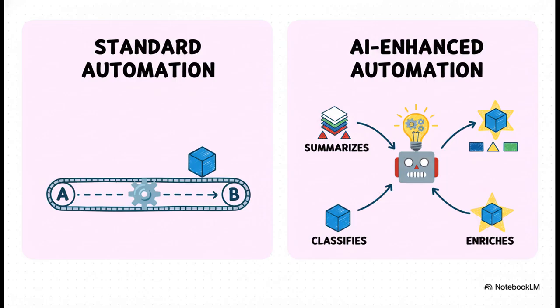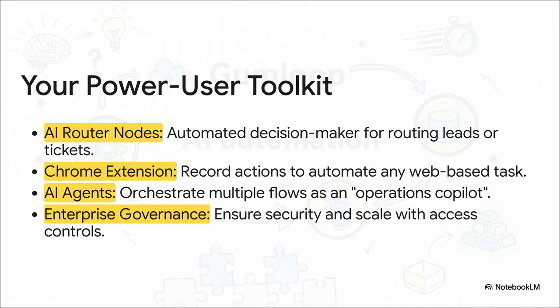It's the difference between a simple robot that just moves data from point A to point B and an autonomous assistant that can actually think for itself. And this is the exact toolkit Dr. Grant points to for making that jump. You've got AI routers that can make smart decisions on the fly, like sending a hot new lead to the right salesperson. Then there's the Chrome extension, which is amazing. It lets you automate tasks on any website, even if it doesn't have a fancy API. You just record your clicks. And AI agents? They're like a true co-pilot for your operations, managing multiple complex workflows all at once. These are the real game changers.